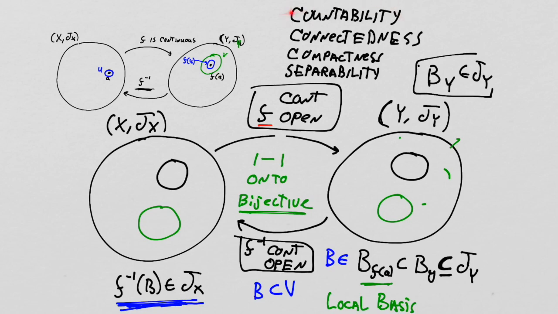Because what makes these guys so important is that they're preserved under bijective and bicontinuous functions, which are called homeomorphic functions. So it's a really, really big deal when you discover a property that is preserved under homeomorphisms. That's a topological property.